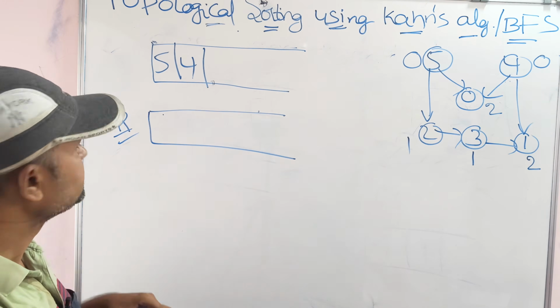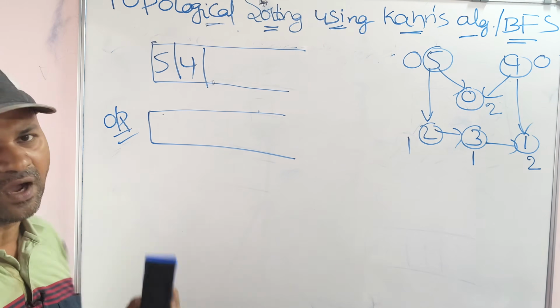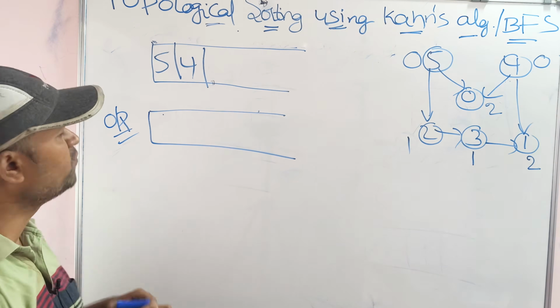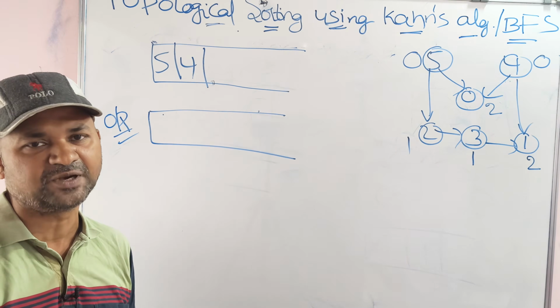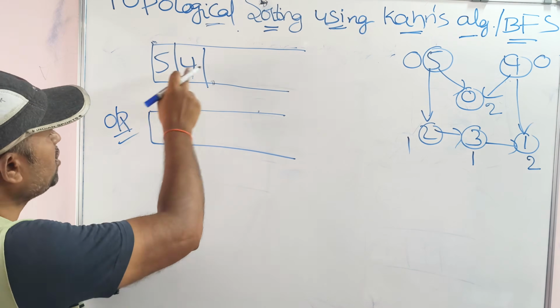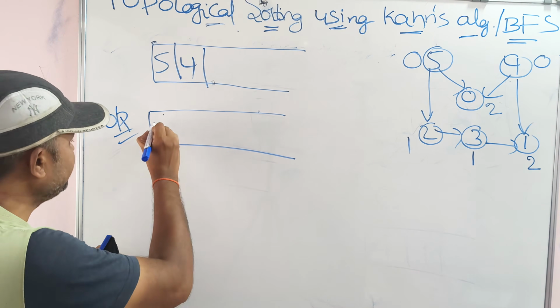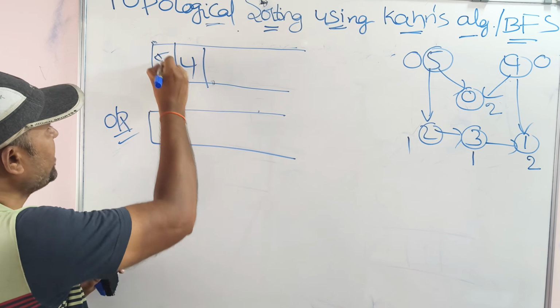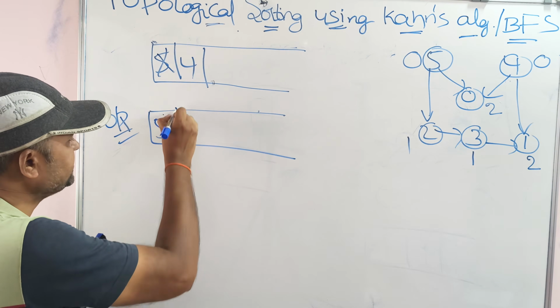Okay. So next, perform the delete operation. We know the queue works based on the FIFO principle, so the element which is inserted first will be deleted. Here, out of 5 and 4, 5 is deleted first. So let us delete 5 from the queue and place it in the output queue.